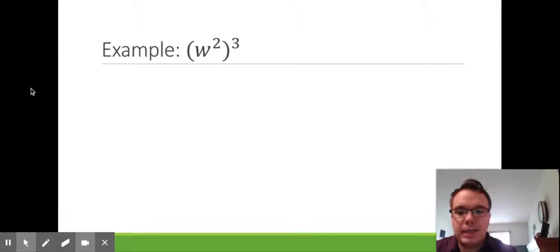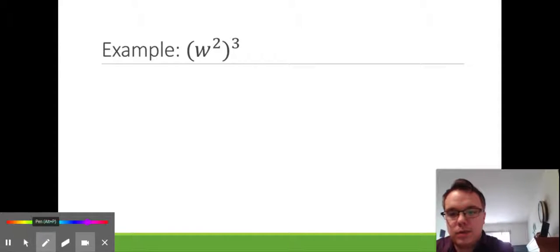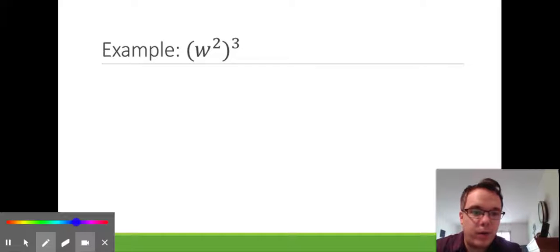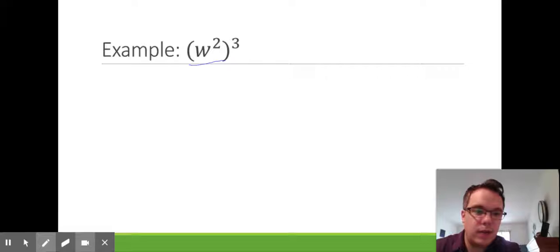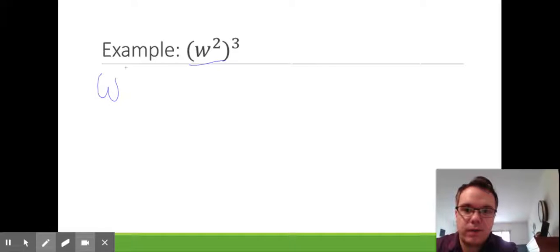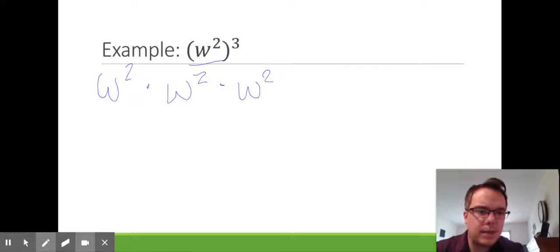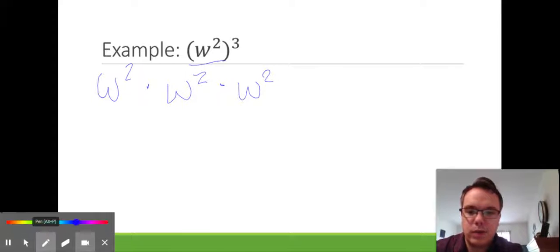All right, our second example is w squared to the 3rd power. So I'm going to start by writing this w squared times itself. How many times? 3 times. So I have w squared times w squared times w squared. And I'm not done writing out this multiplication because, as you can see, I still have 3 powers that have exponents bigger than 1. So I'm going to write those out.